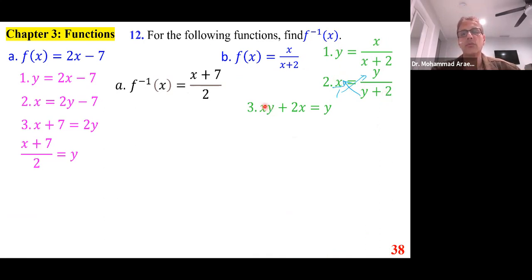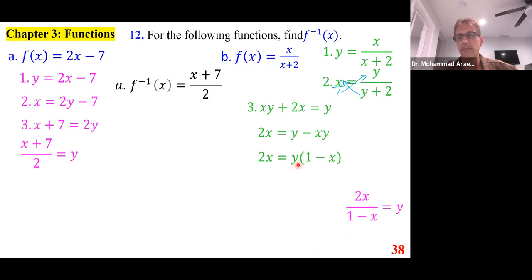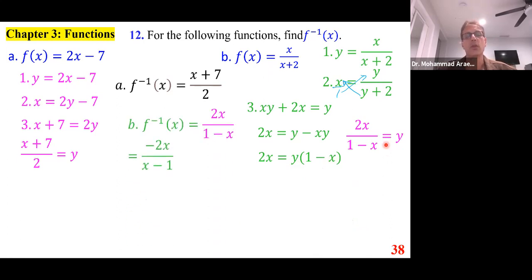So we can, for example, move this one. On the right side, we factor out the y. And if we divide by 1 minus x, we get the y. Now we give it the name f inverse. What I want you to notice is this. f inverse is 2x over 1 minus x.